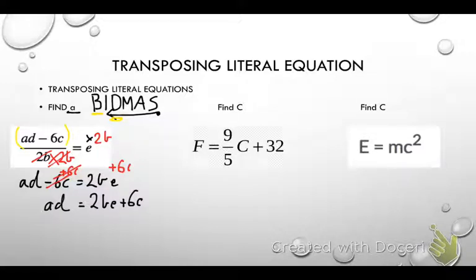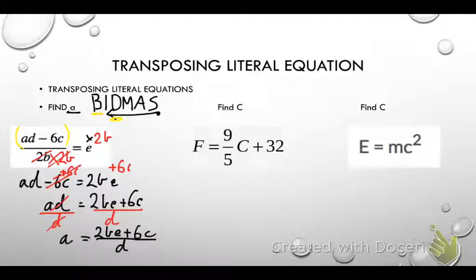Next up you can see that we've got AD, which is A times D. The opposite of multiplication is to divide. I want to get A on its own, so I'm going to divide by D. And I'm going to do the same to the right hand side, where I divide this by D as well. D divided by D is just 1. 1A is the same as saying A. So that means we get on the left hand side, A equals 2BE plus 6C, and that's all divided by D.